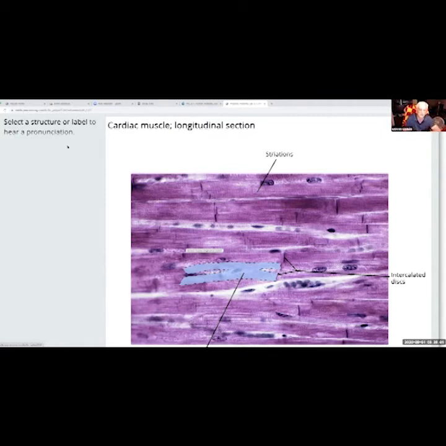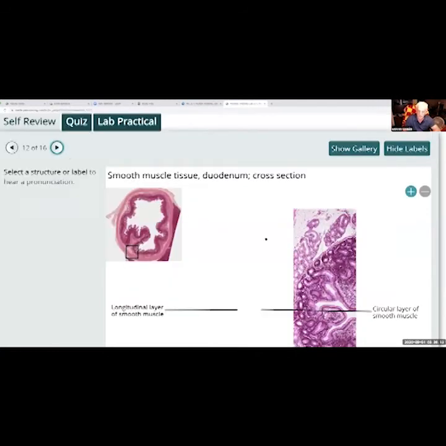Smooth muscle. Okay, now we're in smooth muscle. Smooth muscle is the exact opposite. Smooth muscle has no striations. Okay, that's it. This is your layer of smooth muscle. Look at all the nuclei lined up here.